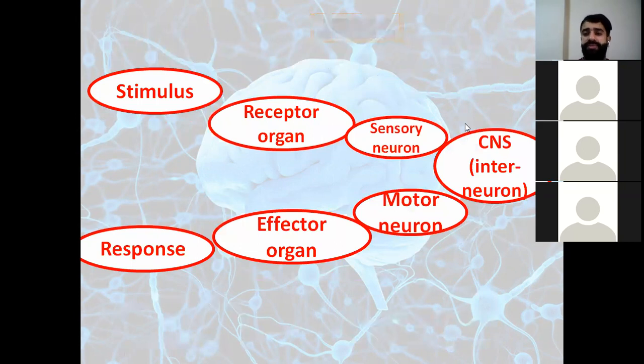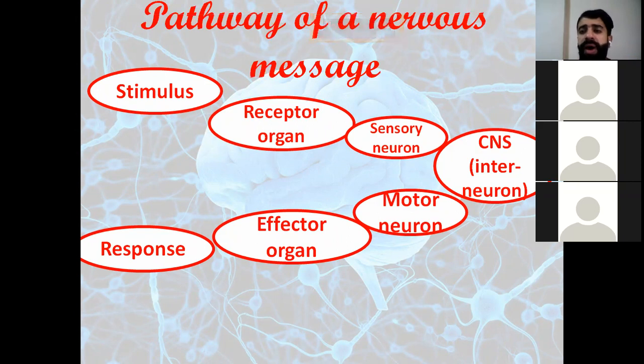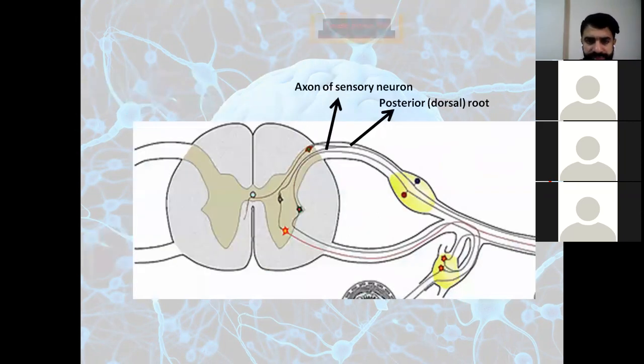So here, as I said, you have the stimulus, the receptor organ, the sensory neuron, the central nervous system, and inside the central nervous system we have a special neuron. We're going to talk about it. It's called the interneuron, or it has another name, the association neuron. This is a special neuron inside the CNS, the brain and spinal cord. Then we have the motor neuron, the effector organ, and the response or the action. So this is the pathway of the nervous message.